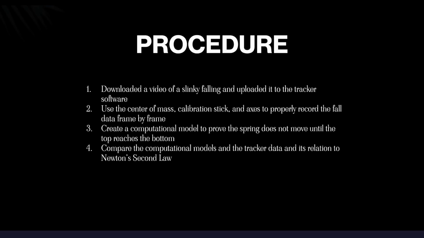Procedure. One, download a video of the slinky falling and upload it to the tracker software. Two, use the center of mass, calibration stick, and axes to properly record the fall data frame by frame. Three, create a computational model to prove the spring does not move until the top reaches the bottom. And four, compare the computational model and the tracker data and its relation to Newton's second law.